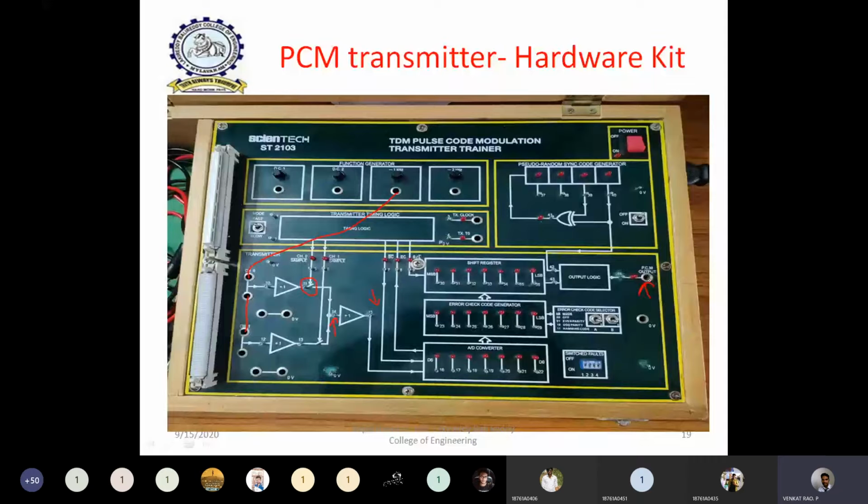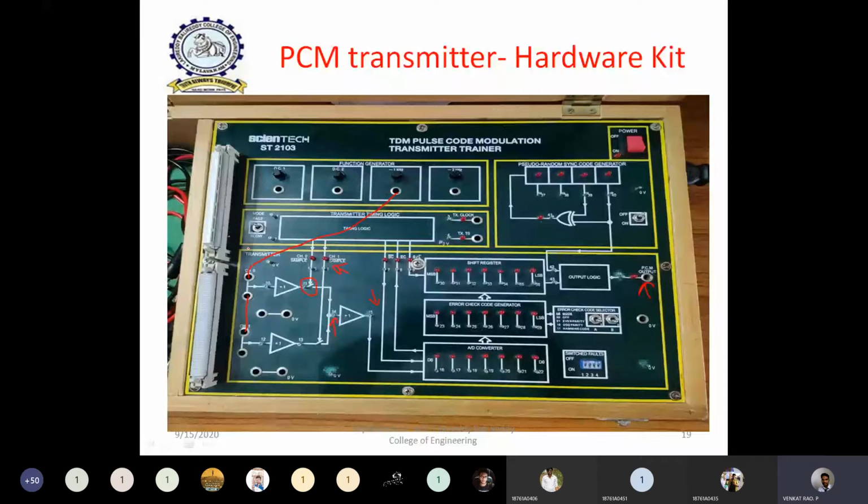Is that clear? In this way, we can convert the analog signal to a sample signal, a quantizer signal, and then a digital signal. Okay. Also, where the clock pulse is, this is where we can observe the sampling clock. Now we'll see how the different signals are obtained in the CRO.